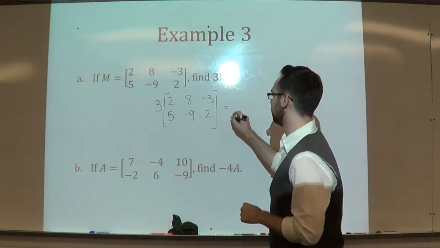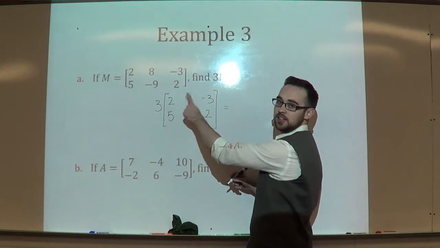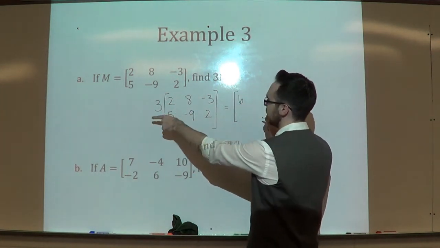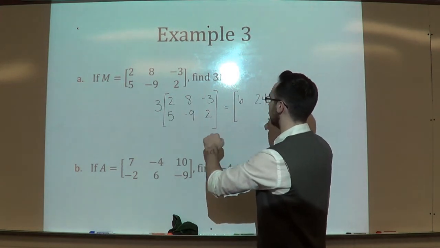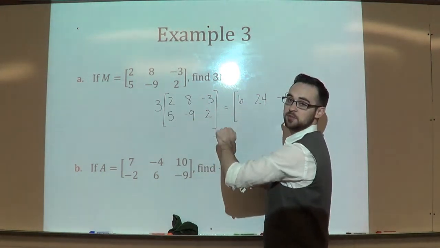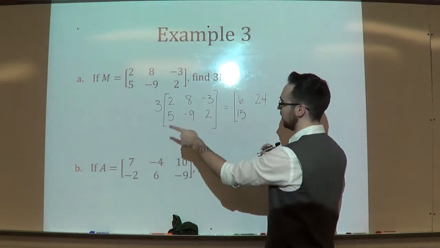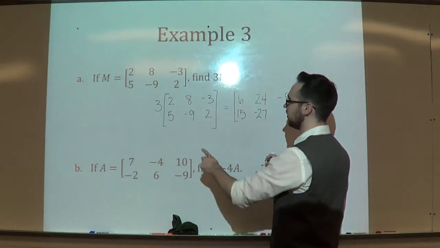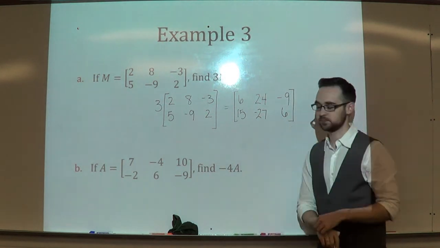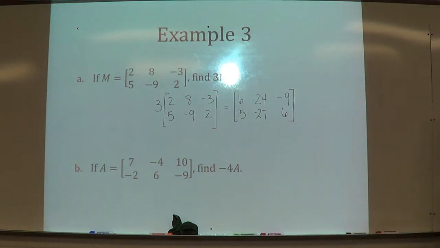So looking at this, we're going to distribute that 3 to everything on the inside of the matrix. So we're going to have 3 times 2, which is 6, 3 times 8, which is 24, 3 times -3 is -9, 3 times 5 is 15, 3 times -9 is -27, and 3 times 2 is 6. And that's your result matrix. Your solution matrix is that 6, 24, negative 9, 15, negative 27, and 6.